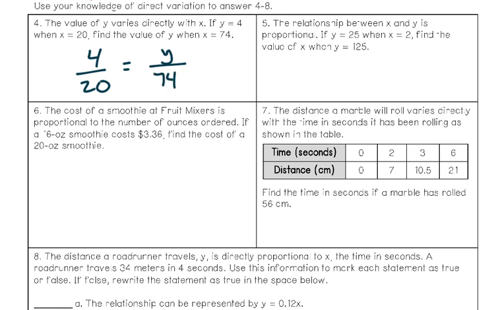74 goes on the bottom in place of x. Now that we have our proportion set up, we can cross multiply. I got 296, and then we divide by the number that's not circled. I got 14.8, and that's my answer. So that's just another strategy to solve problems like this.